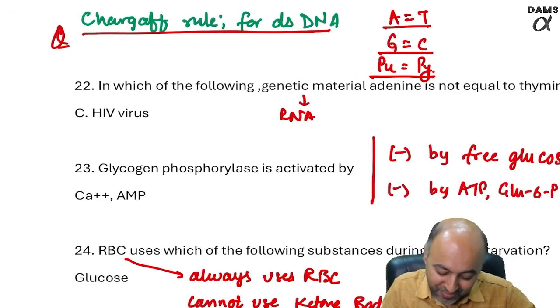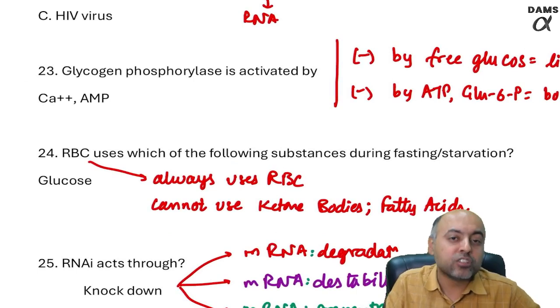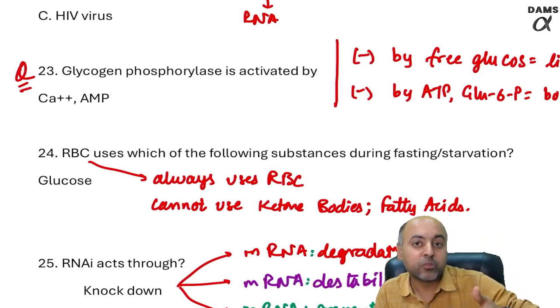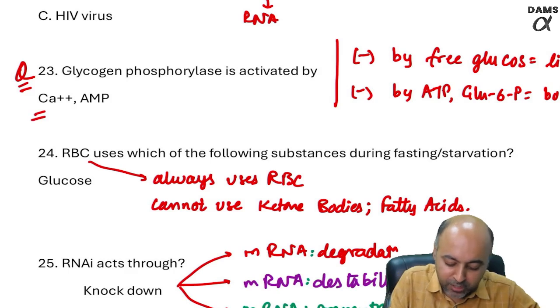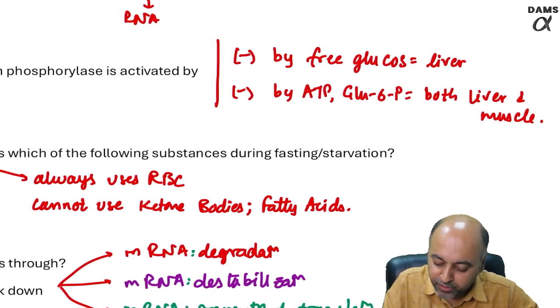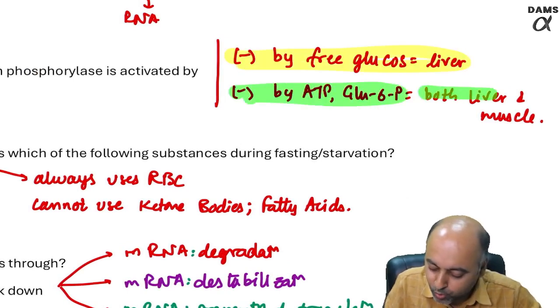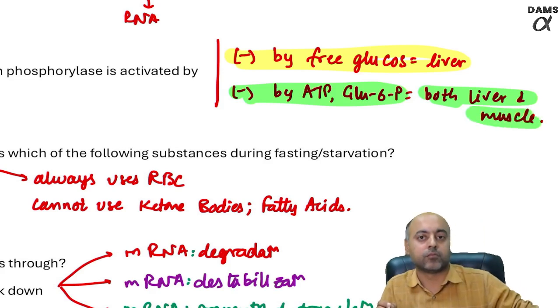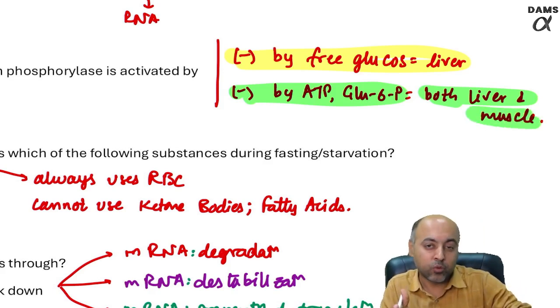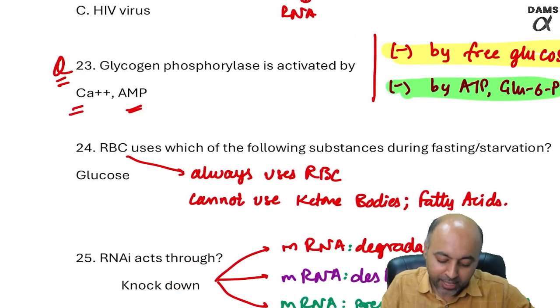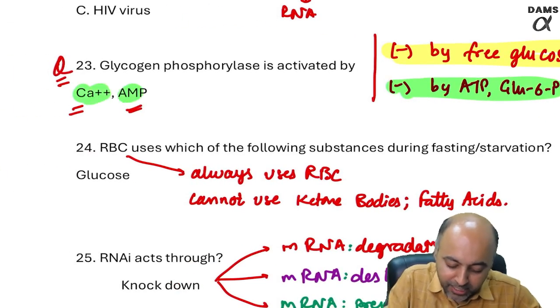Then glycogen phosphorylase is another very important repeated question. Here you have to remember two things. It is activated by calcium and AMP. It is inhibited by free glucose in liver, and it is inhibited by ATP and glucose 6-phosphate in both liver and muscle. Only in liver, free glucose; free glucose will not act in the muscle. Activation by calcium and AMP.